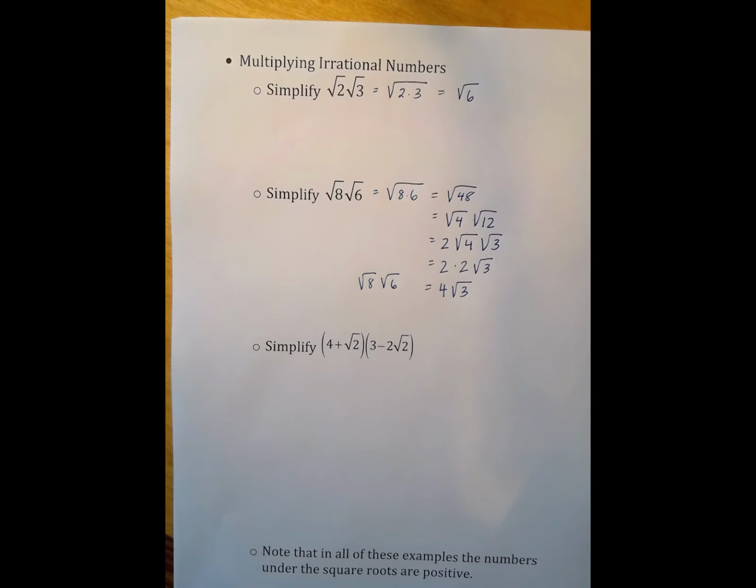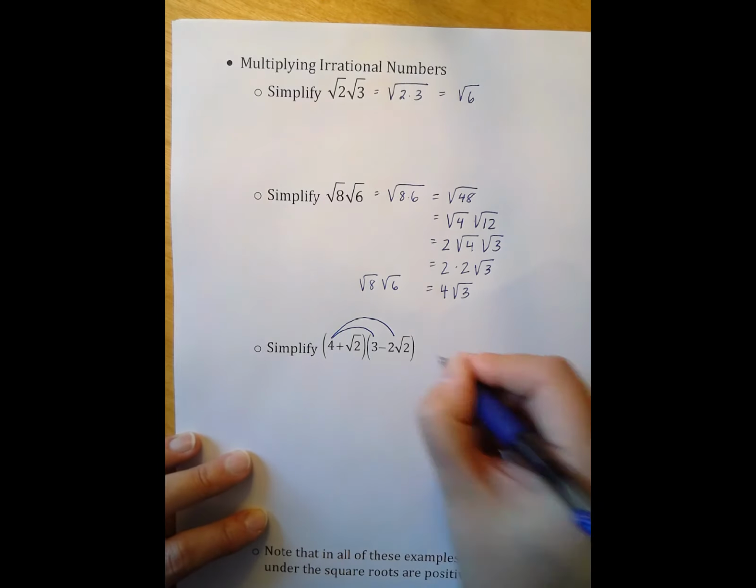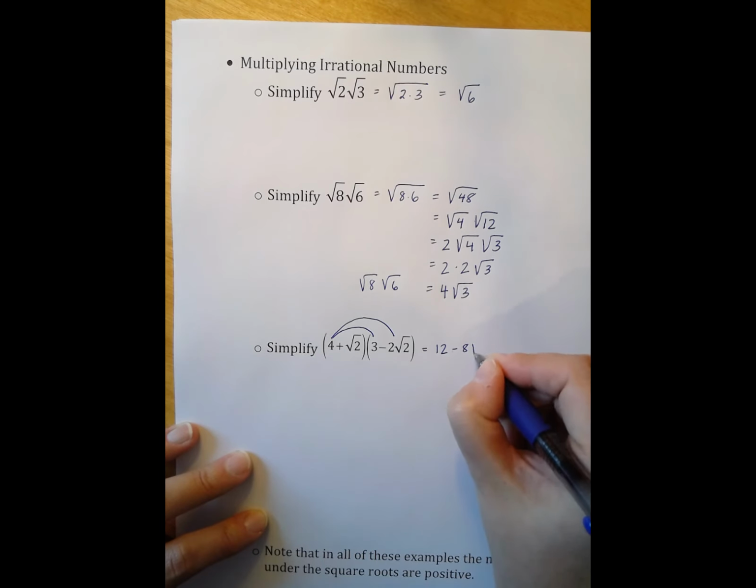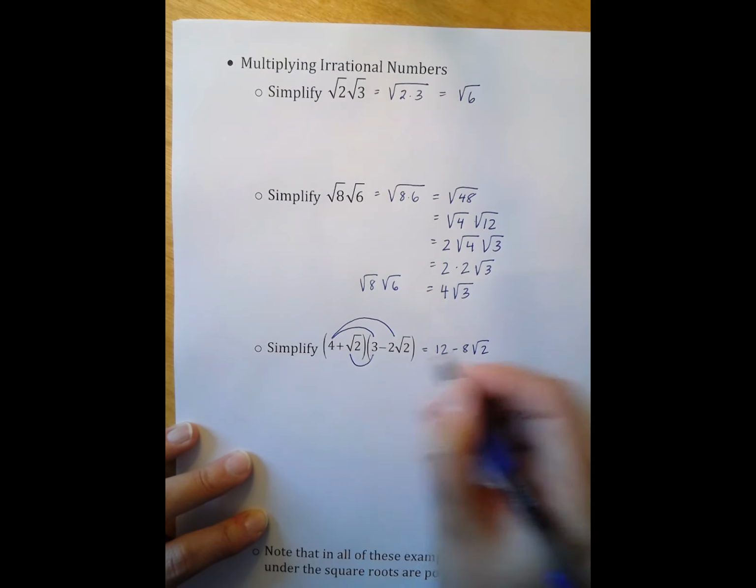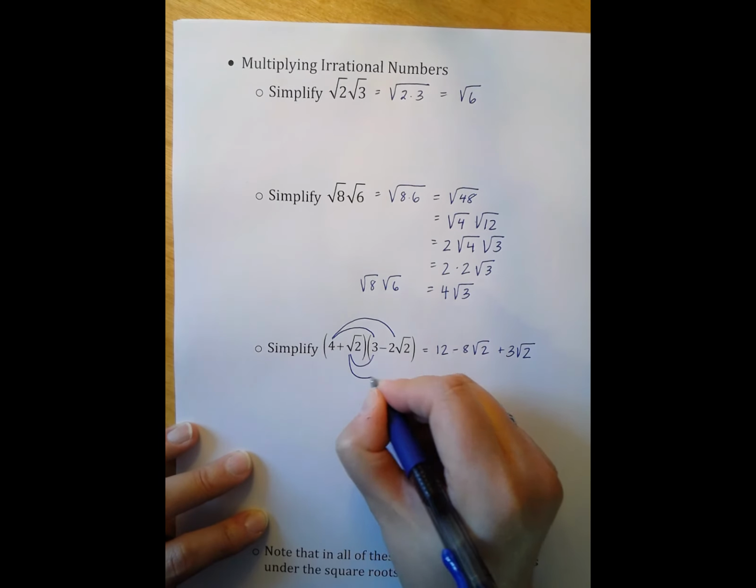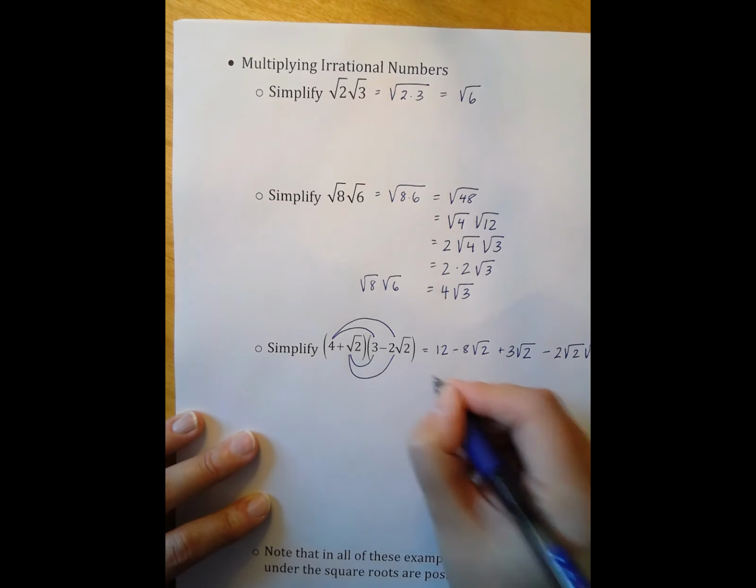The last example we're going to look at with multiplying irrational numbers is where we have binomials being multiplied. So I'm going to use distribution. I'm going to double distribute: 4 times 3, 4 times negative 2 root 2, root 2 times 3, and root 2 times negative 2 root 2. That's negative 2 square root of 2 times the square root of 2.